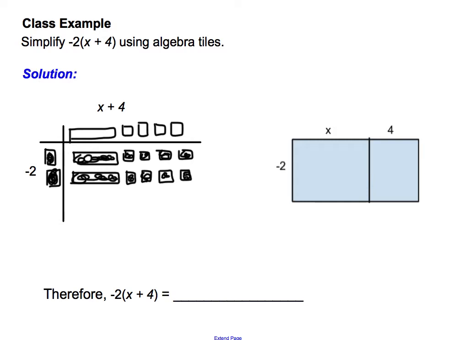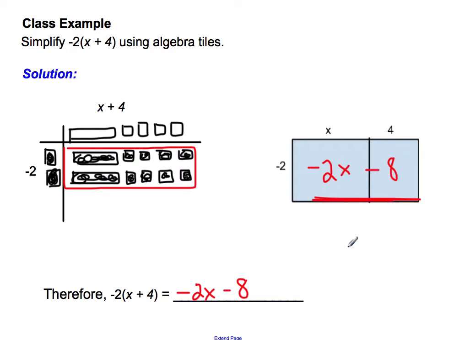Once again, my area is my product. I have negative 2x tiles, and I have negative 8 unit tiles. If I use the rectangle method, I take my binomial, I separate them into 2 separate rectangles, and I find the area of each rectangle. So negative 2x, this is my negative 8, so if I put them together, I get negative 2x minus 8.